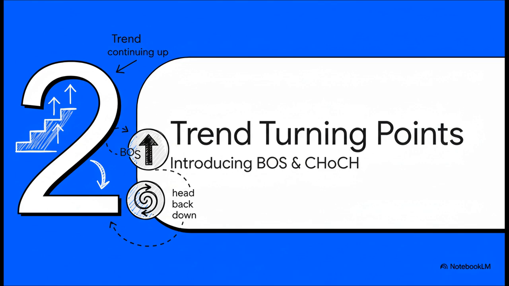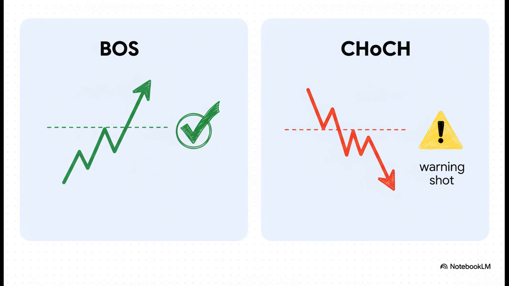This is where two really critical acronyms come into play. Let's break these down. You've got BOS and you've got CHOCH. A break of structure, or BOS, is basically the market giving you a thumbs up, confirming the trend you're already in is still going strong. But a change of character, or CHOCH, well, that's a warning shot. It's the first real sign that the party might be over and the trend is about to reverse.